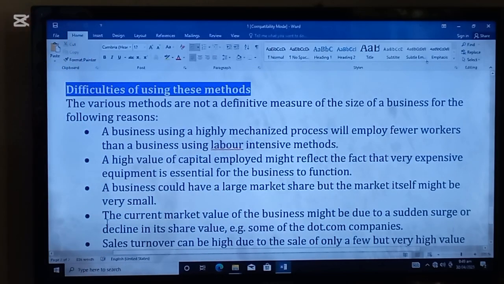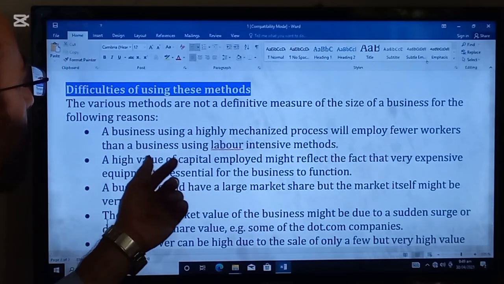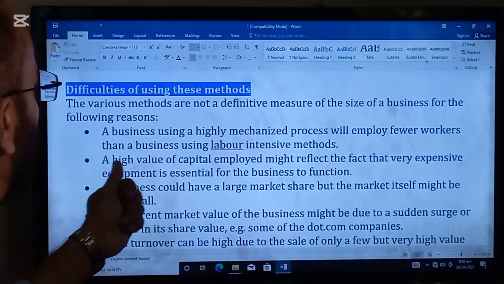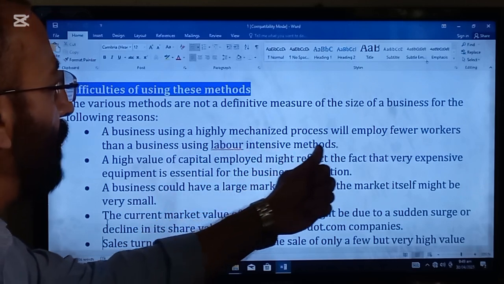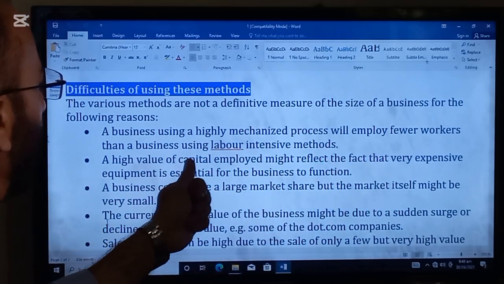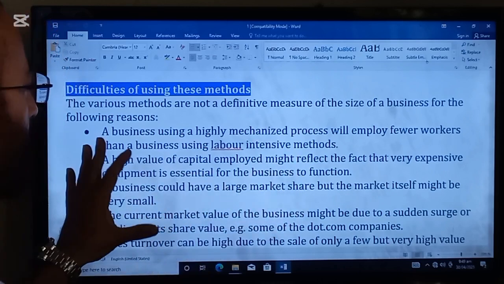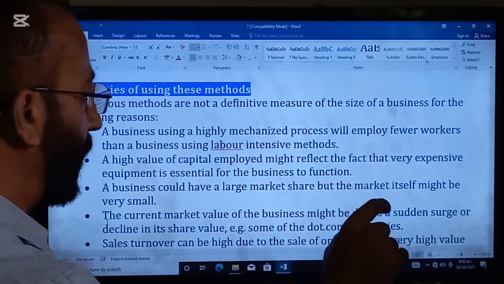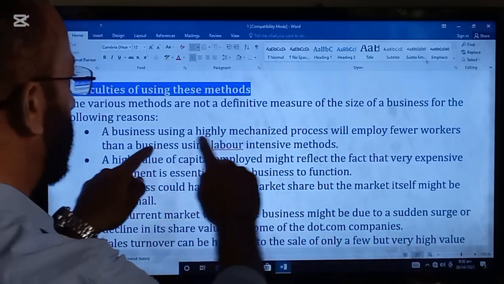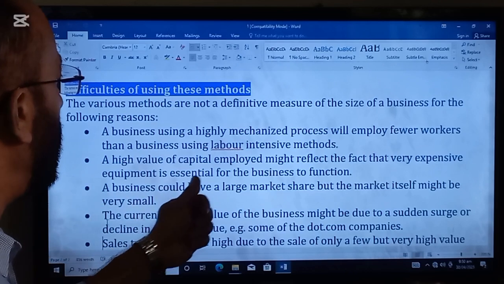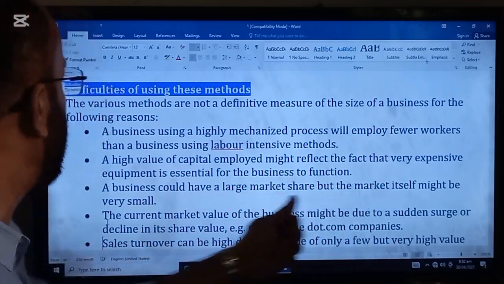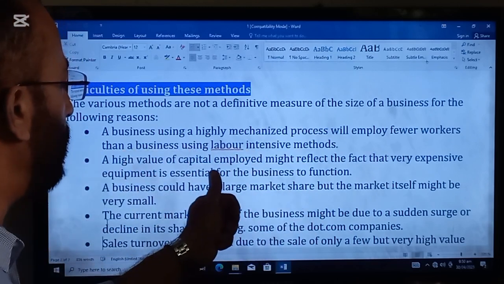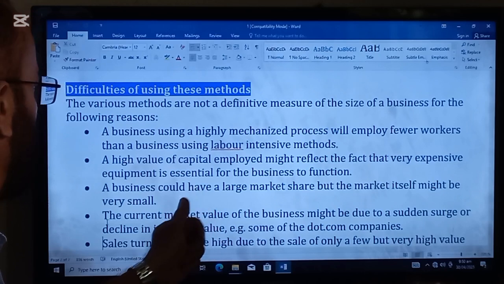Difficulties of using these methods. The various methods are not a definitive measure of the size of the business, for the following reasons. A business using a highly mechanized process will employ fewer workers than a business using labor-intensive methods. So this is the first difficulty if we measure a business in terms of the number of employees. A high value of capital employed might reflect the fact that very expensive equipment is essential for the business to function. So this is the problem in the capital employed method.